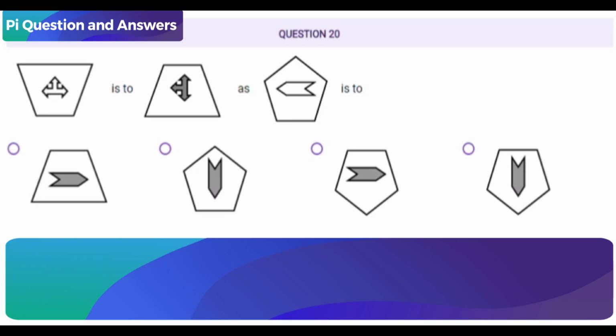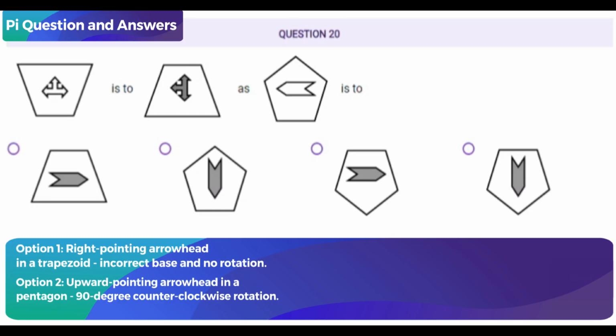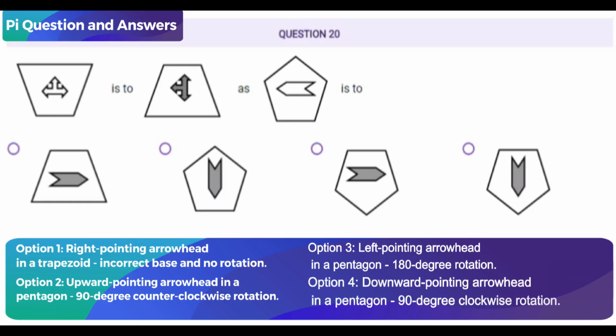Analyzing options. Option 1, right pointing arrowhead in a trapezoid, incorrect base and no rotation. Option 2, upward pointing arrowhead in a pentagon, 90-degree counterclockwise rotation. Option 3, left pointing arrowhead in a pentagon, 180-degree rotation. Option 4, downward pointing arrowhead in a pentagon, 90-degree clockwise rotation.